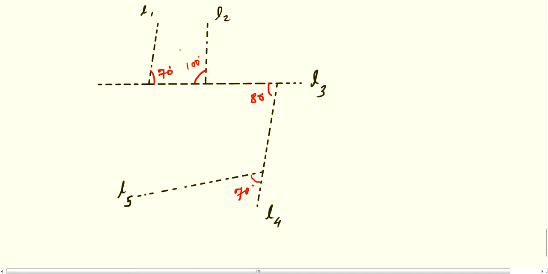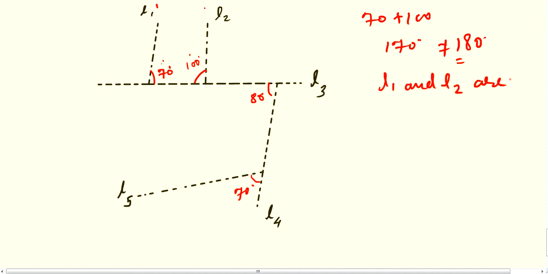So in this question we have to find which lines are parallel to each other and which are not. So first is line L1 and L2. As you can see, you have 70 degree and 100 degree. These are co-interior angles. If you add 70 and 100, you will get 170 degree, which is not equal to 180. So that means lines L1 and L2 are not parallel. Then second, if this is 100 degree, that means this angle is 80 degree. Clear?